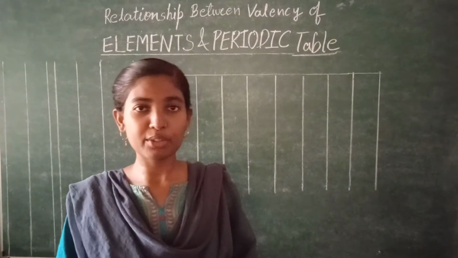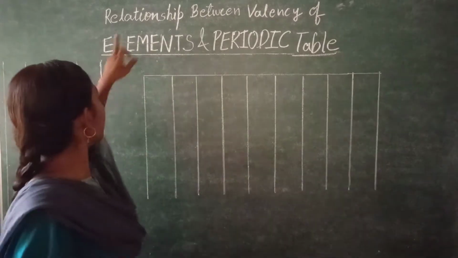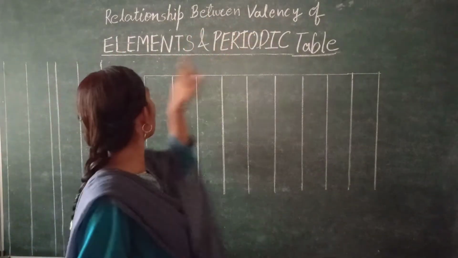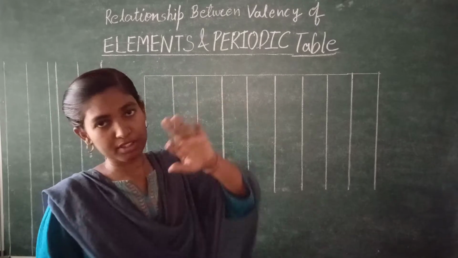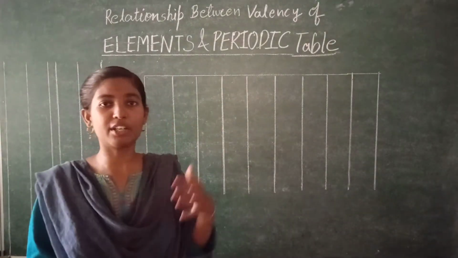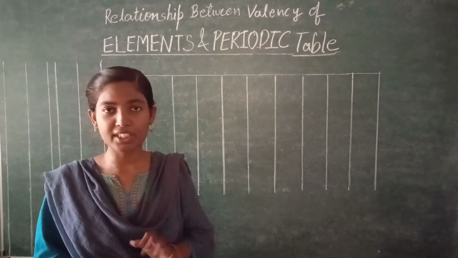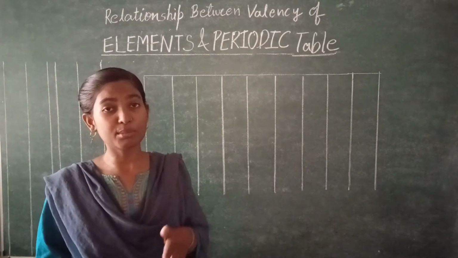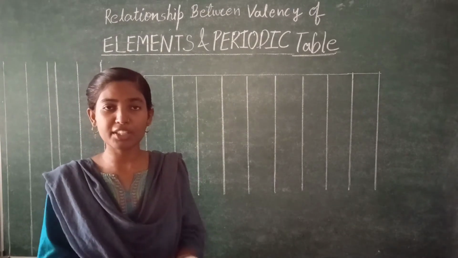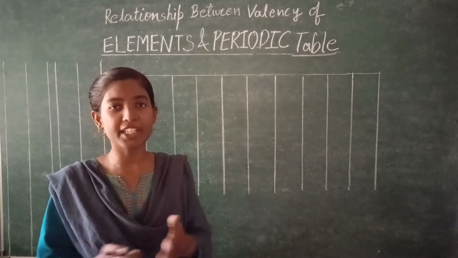Students, today we are going to see the relationship between valency of elements and the periodic table. So what is valency and how is it related with the periodic table? Today we will discuss. First of all, let us remind what is valency. Already we have seen that valency is the combining capacity.